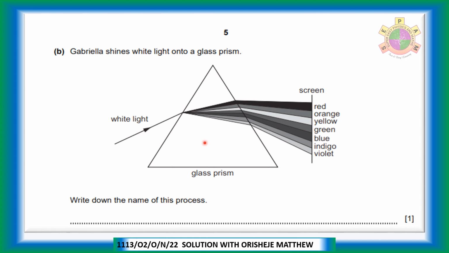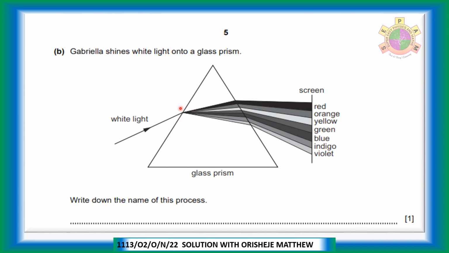Now Gabriela shines white light on a glass prism. This is a triangular glass prism. When the white light falls on the glass prism, the white light contains 7 colors: red, orange, yellow, green, blue, indigo, and violet. They have almost the same speed in vacuum, in empty space, but as soon as they enter into a medium, they travel at different speeds.